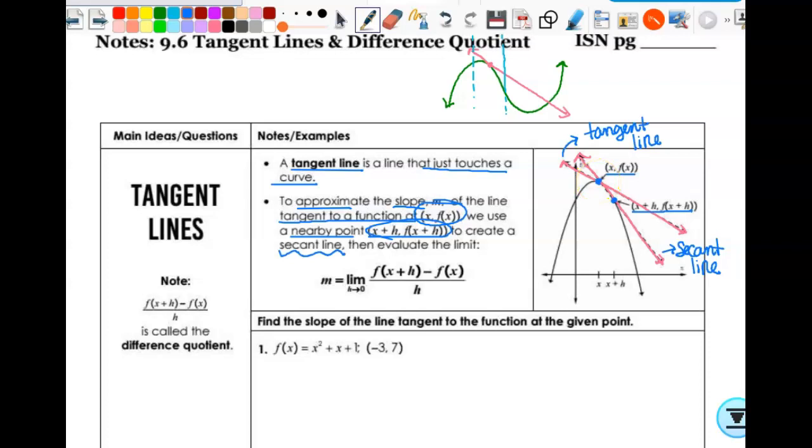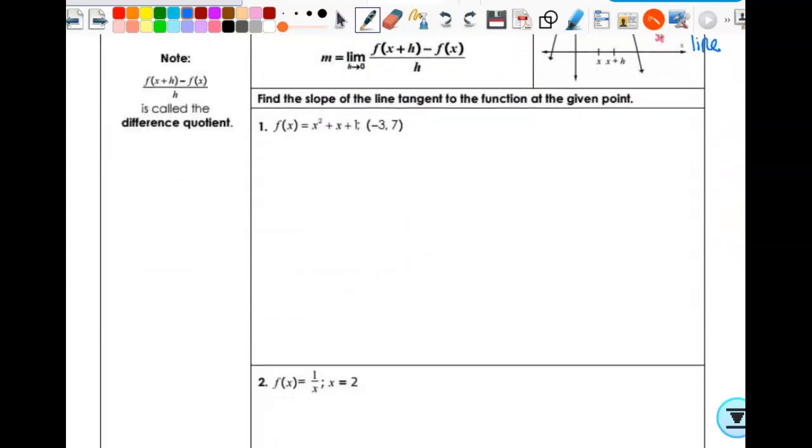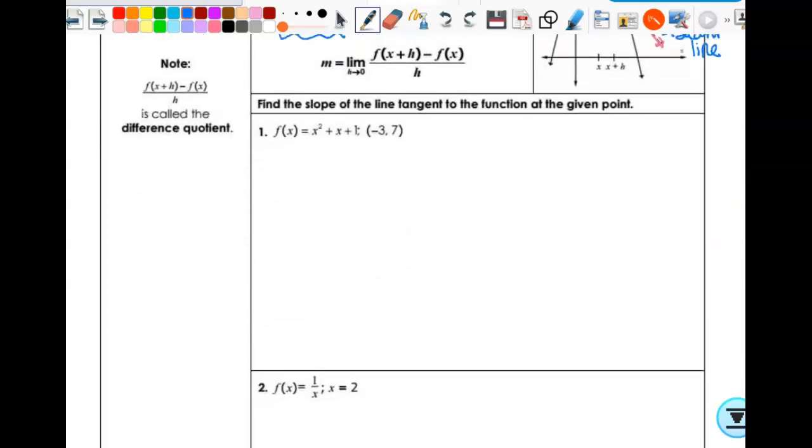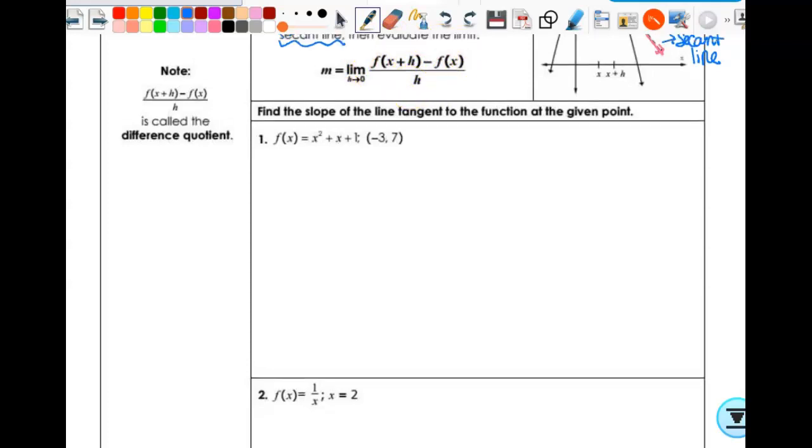If we just put in h equals 0, then I'm just going to have 0 over 0 because I have the same point. It doesn't make any sense. But we can find the limit. So the limit as h approaches 0 is going to then give us the actual slope of this line. And this is what this looks like. We've got the limit as h approaches 0 of f of x plus h minus f of x all over h. So let's look at where that came from.